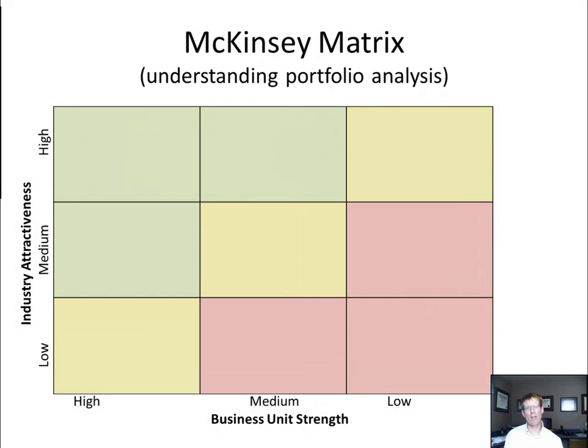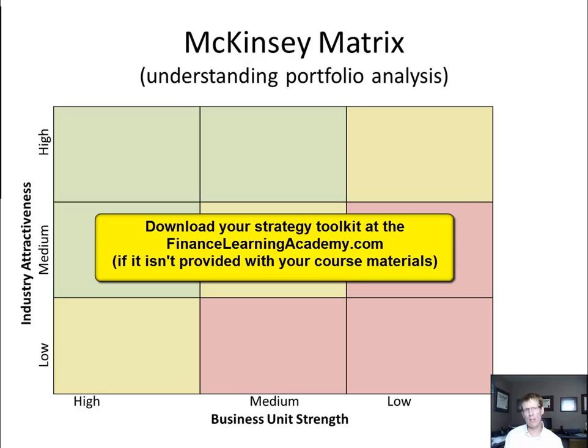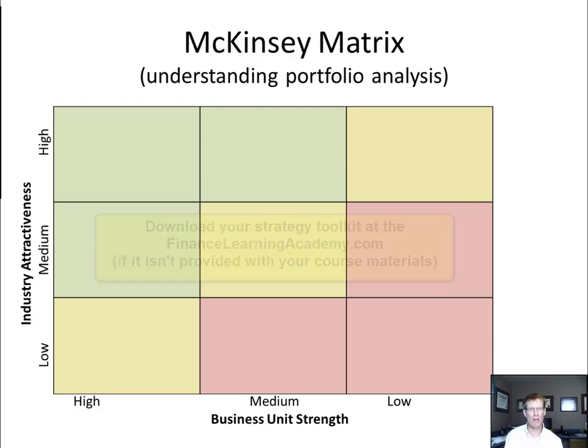The McKinsey Matrix is a similar sort of matrix, albeit a little bit more sophisticated than the Boston Consulting Group matrix. It uses industry attractiveness and business unit strength on the y-axis and the x-axis. And by plotting the position of the various business units or product lines, directional strategies can be determined. This is how it works. And once again, this is included in your strategy toolkit, which is available for download at thefinancelearningacademy.com.